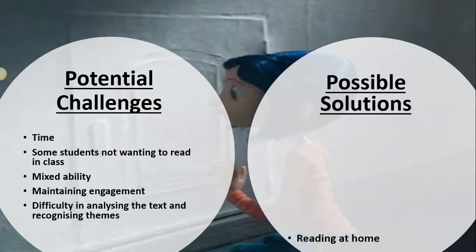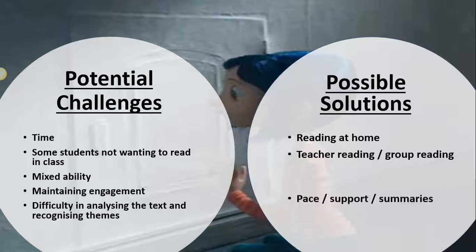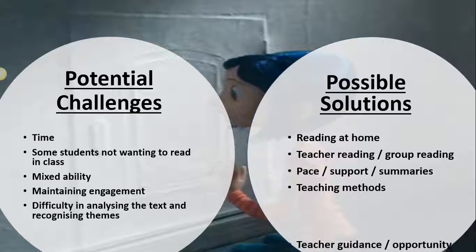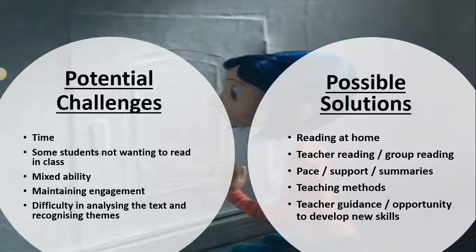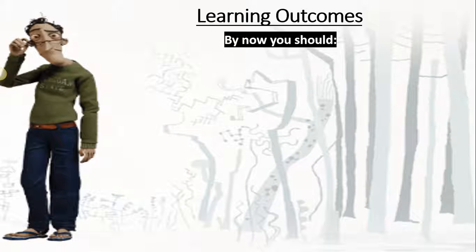Okay, so potential challenges are time, some students not wanting to read in class, mixed ability, maintaining engagement, and difficulty in analysing the text and recognising themes. These can all be overcome by allowing students to read at home, teacher reading instead of student reading, reading in groups, the pace, giving the students support such as summaries after each chapter if it helps them to recall events. Teaching methods should be interactive and communicative to keep the students engaged, and teacher guidance and an opportunity to develop new skills will help in analysing the text.